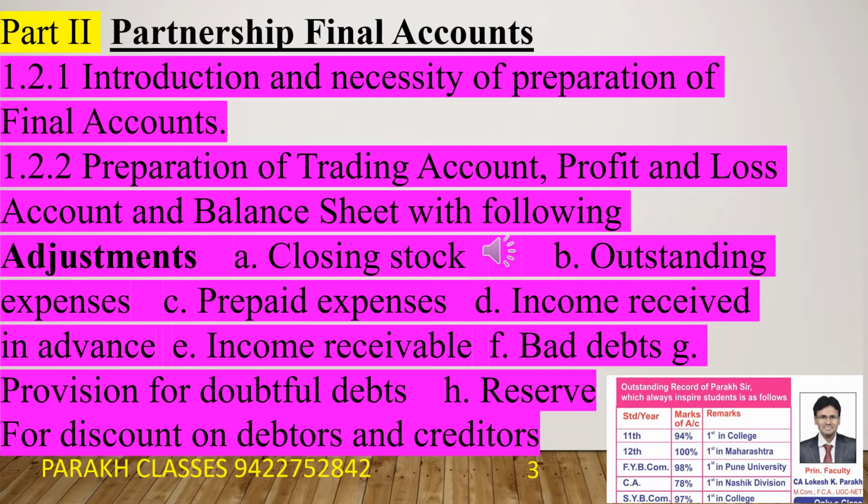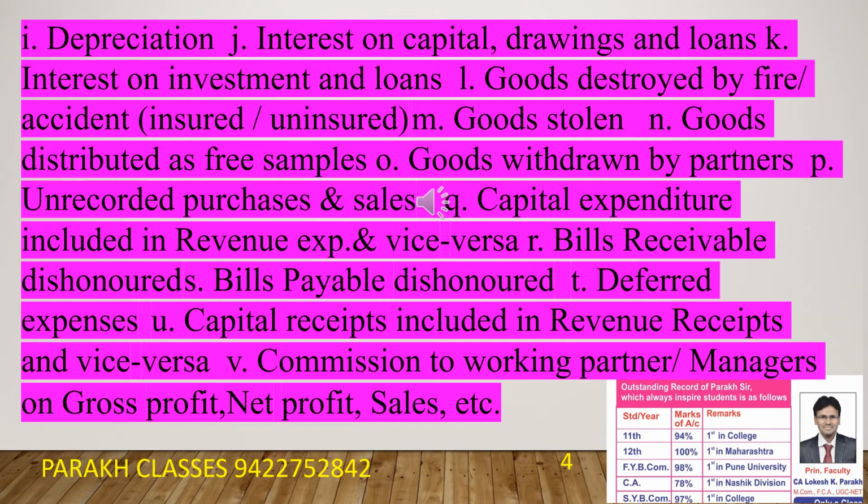Closing stock, outstanding expenses, prepaid expenses, income received in advance, that is pre-received, income receivable, that is outstanding, bad debts, provision for doubtful debts, PDD or also called RDD, reserve for discount on debtors and reserve for discount on creditors. Next adjustment, depreciation. Next, interest on capital, interest on drawings, interest on loan, interest on investment, and again interest on loan, both sides, asset side as well as liability side.